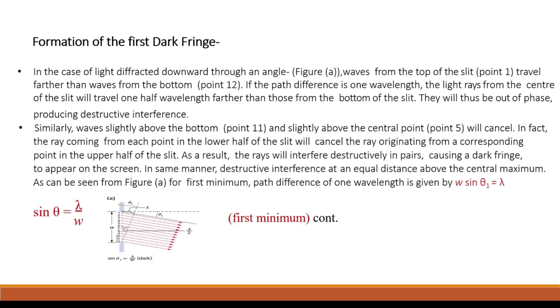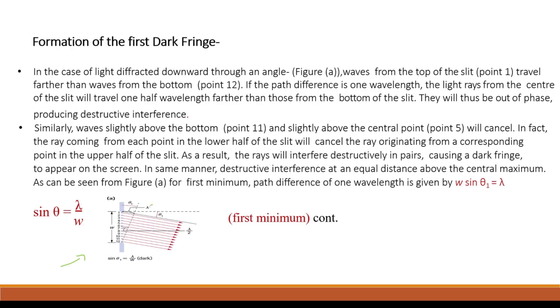Now let's look at the case of the waves of light that are diffracted downward through an angle, which looks like figure A here. So notice that waves from the top of the slit, point 1, travel farther than waves from the bottom, point 12. If the path difference is one wavelength, the light rays from the center of the slit will travel 1/2 wavelength farther than those from the bottom of the slit, and they will thus be out of phase, producing destructive interference, which we've seen before.